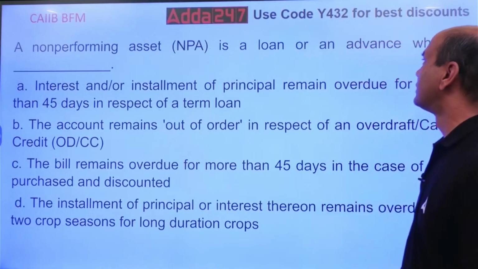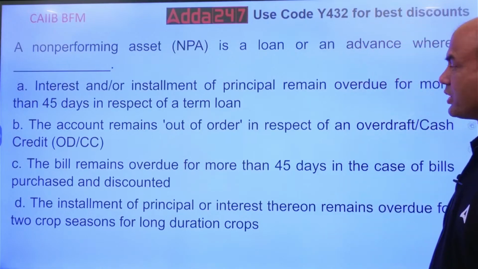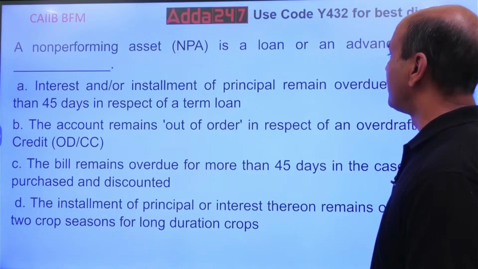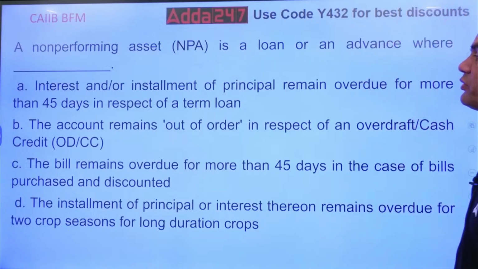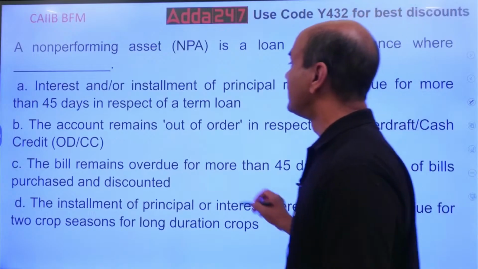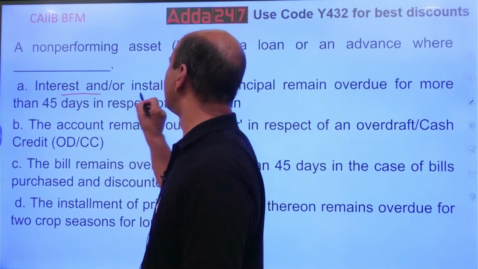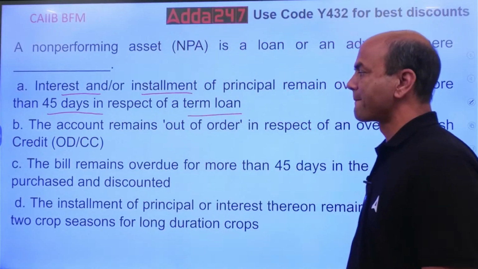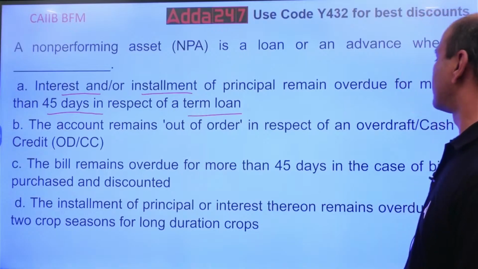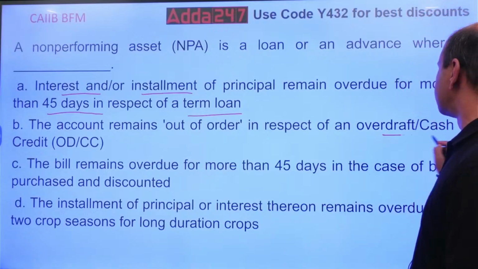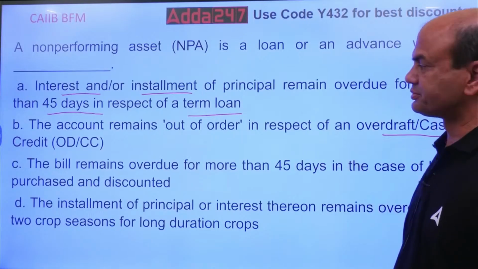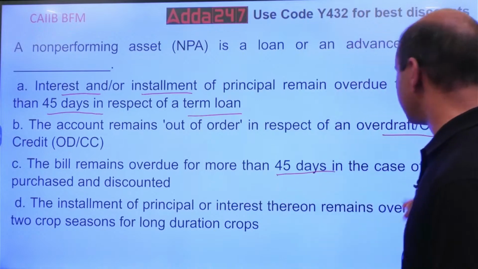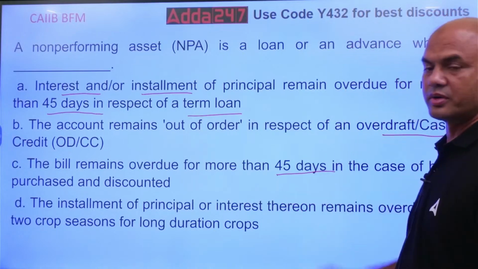NPA is a loan or an advance where interest or installment of the principal remain overdue for more than 45 days in respect of a term loan. The account remains out of order in respect of an overdraft or cash credit, CC. The bill remains overdue for more than 45 days in case of bills purchased and discounted.